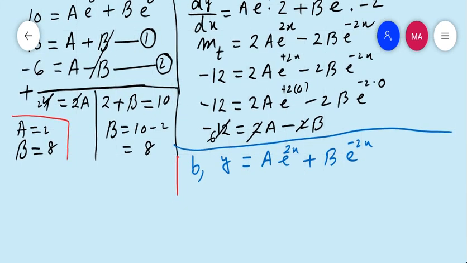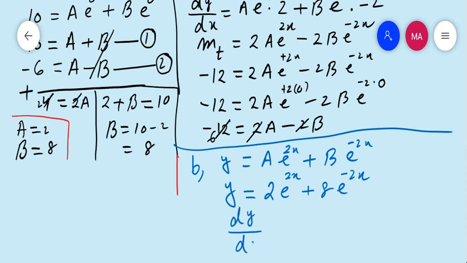First we have to put the values of a and b which we found in part A. So a is 2 e power 2x, b is 8 e power minus 2x. And because we have to find the turning point, we must find the derivative.